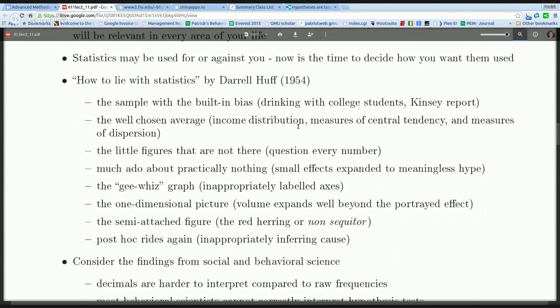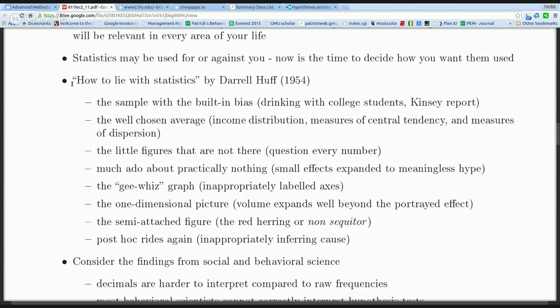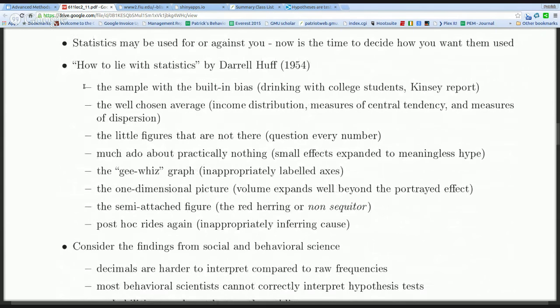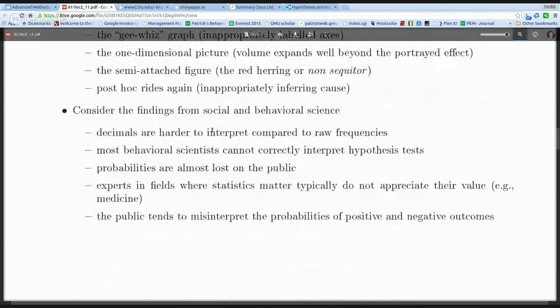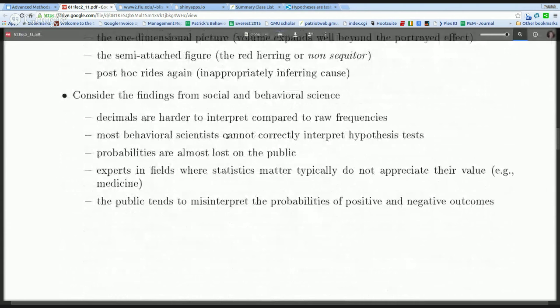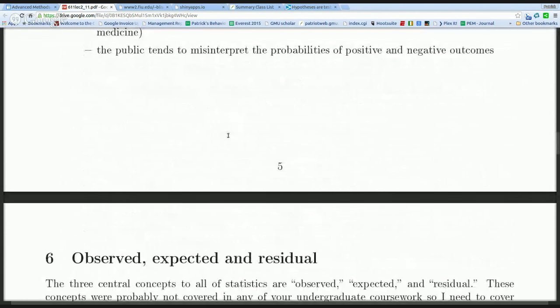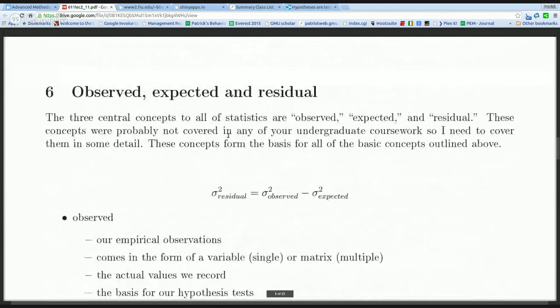So Darrell Huff did an outstanding job of identifying ways in which statistics are misused, but I think in many ways we can combat that simply by learning these methods and not falling prey to them. I want to give you some specific examples, and I'm going to go through that in class, just so that you can understand some of these really, really subtle details about statistics.